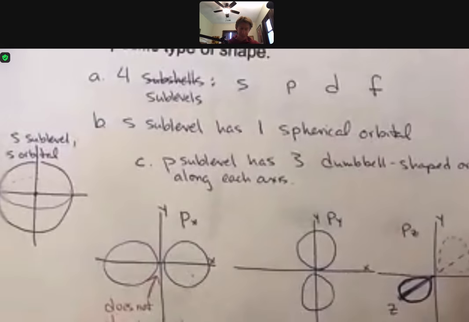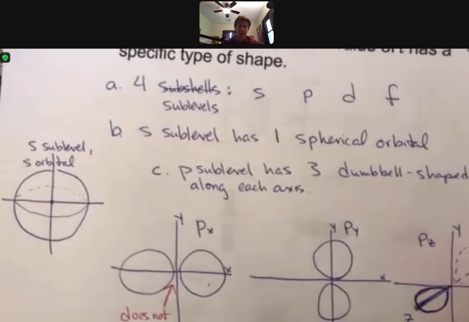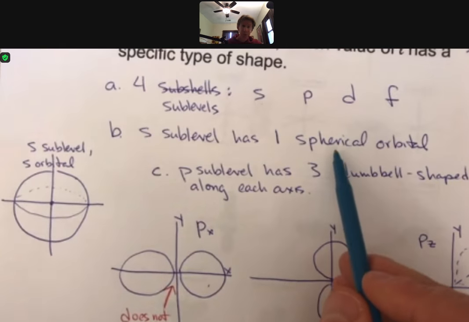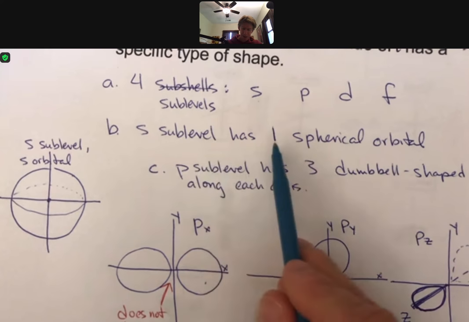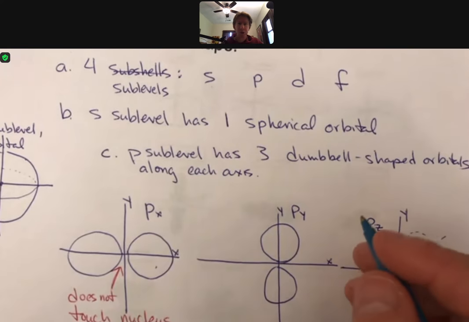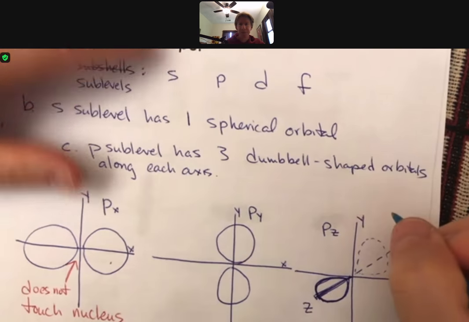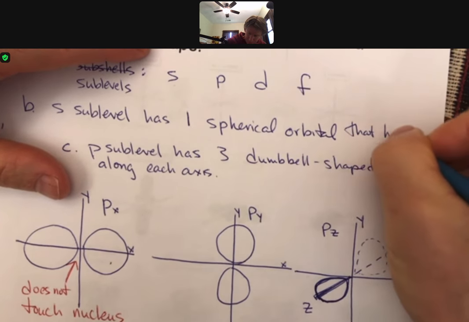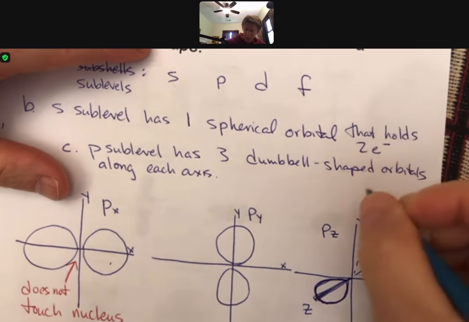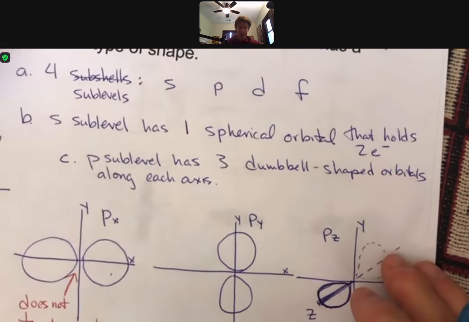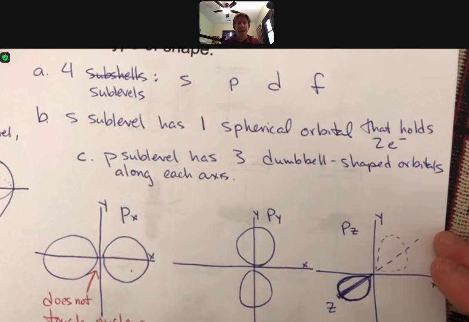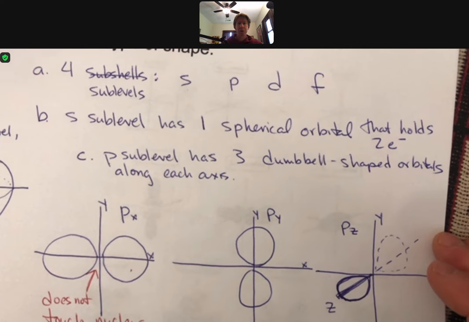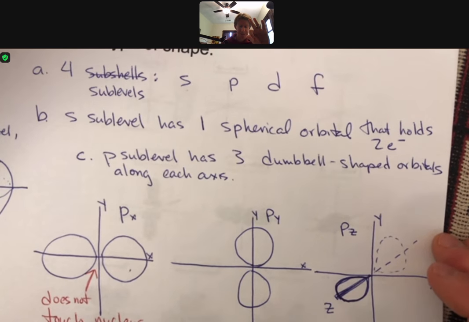All right, so that's P, and one more thing to point out, and we'll mention this over and over again: each orbital holds two electrons. So an S sublevel has one spherical orbital that holds two electrons. And there's my symbol for electrons, e superscript minus. And the P sublevel has three dumbbell-shaped orbitals along each axis that hold six electrons, and please write that. So three orbitals hold six electrons. Good.